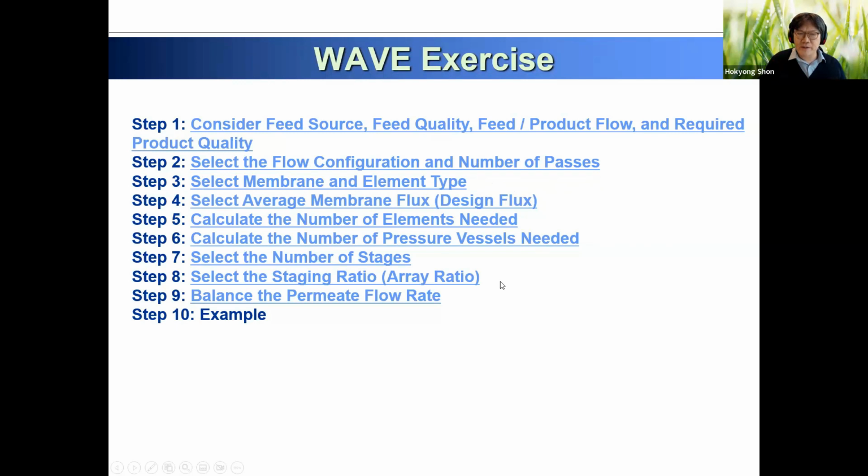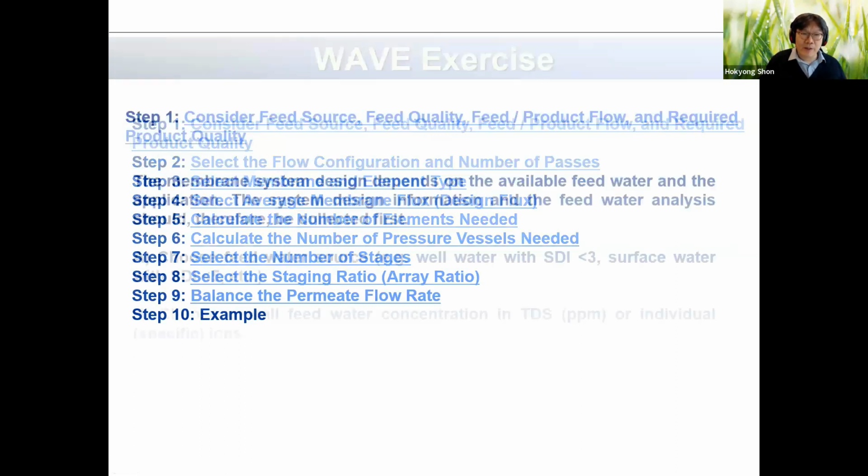Step 8, select the staging ratio. Step 9, balance the permeate flow rate. So we have 10 steps. So we go one by one to design your RO plant. And this will give a very good indication of how you start. Because most people, when they are asked to design, don't know where to start. But this is a good exercise. You can start with 1, 2, 3, 4, 5, and then you will be very clear what to calculate, and you can get more confident in the design of your calculation.